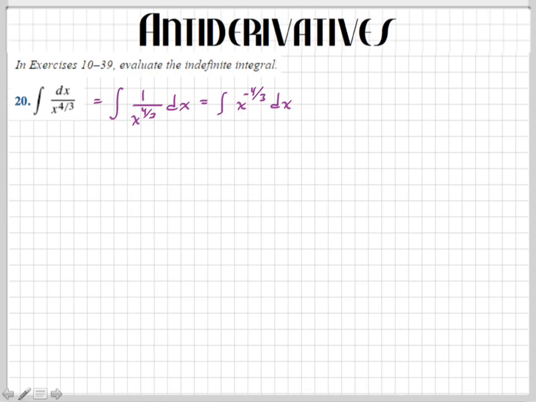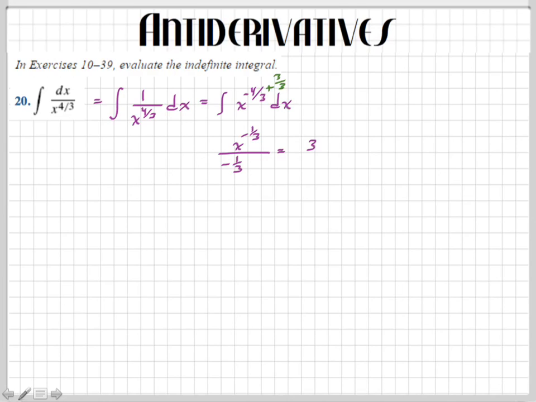To do the antiderivative, we're going to add 1 to the top and then divide it by our result. So see, if we add 1, that would be adding 3 over 3, because we have to have the common denominator. And then we would divide that by whatever we get. So what would we get? Let's see. We have x to the negative 1/3, and we're going to divide that by negative 1/3, which is the same as multiplying by the reciprocal.